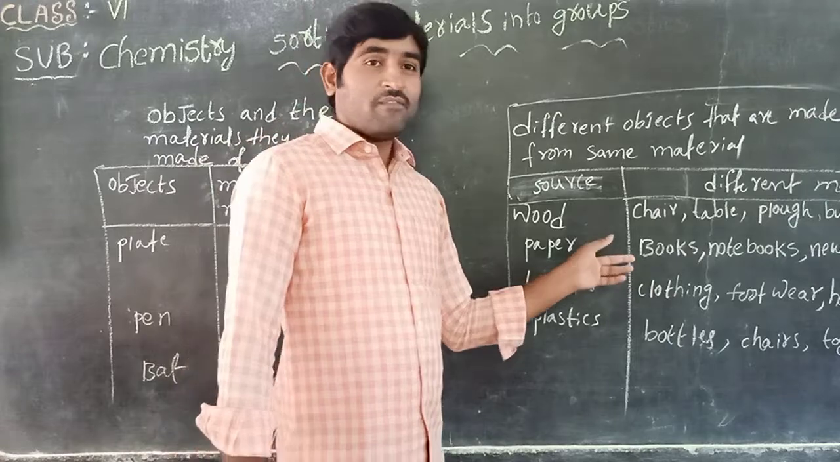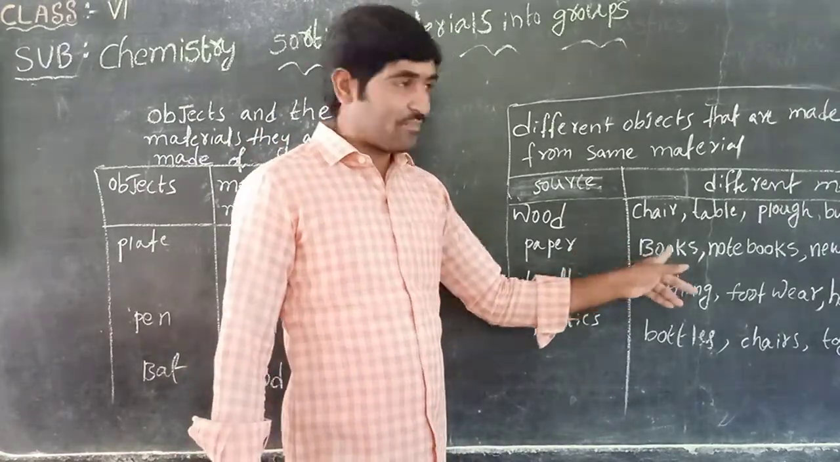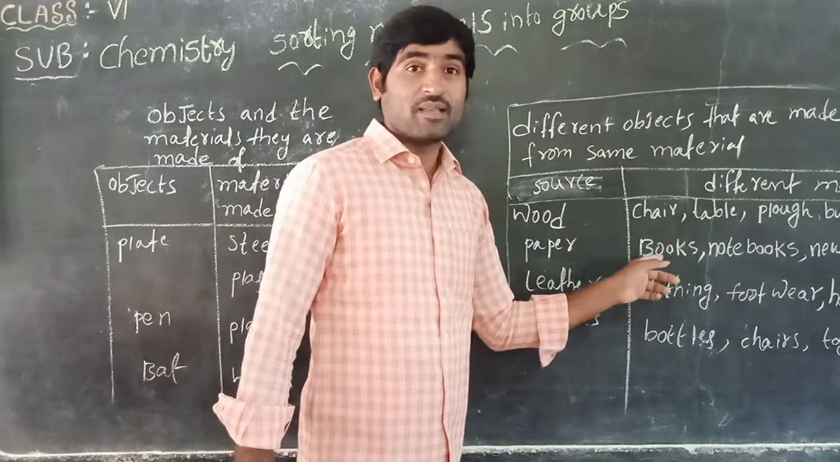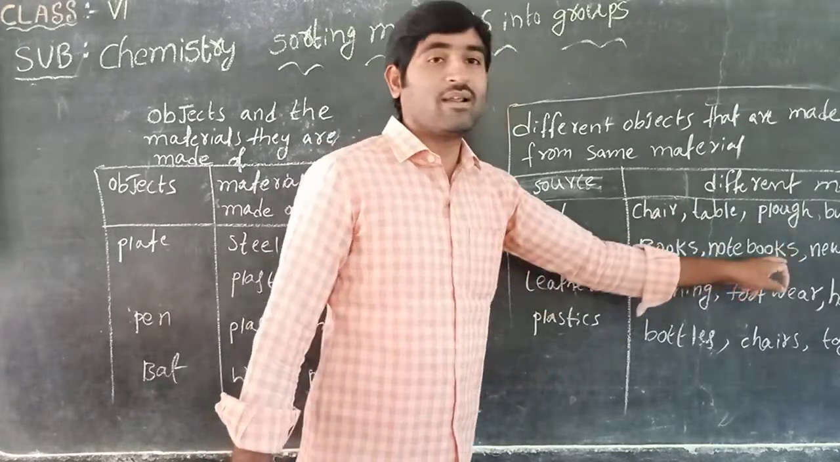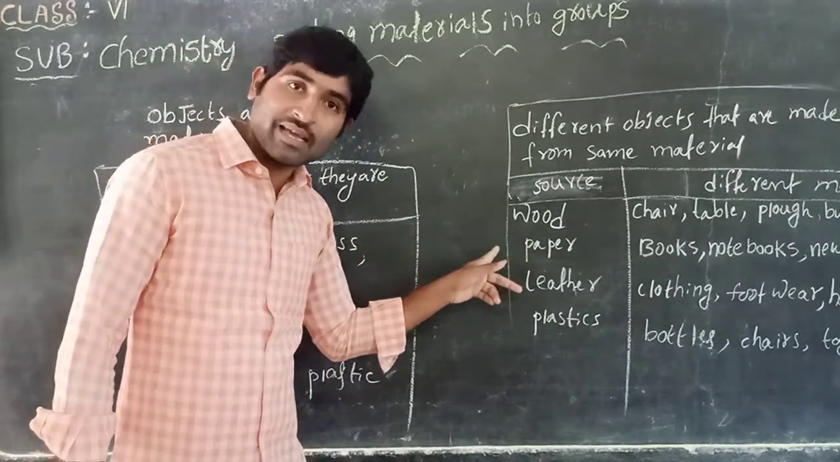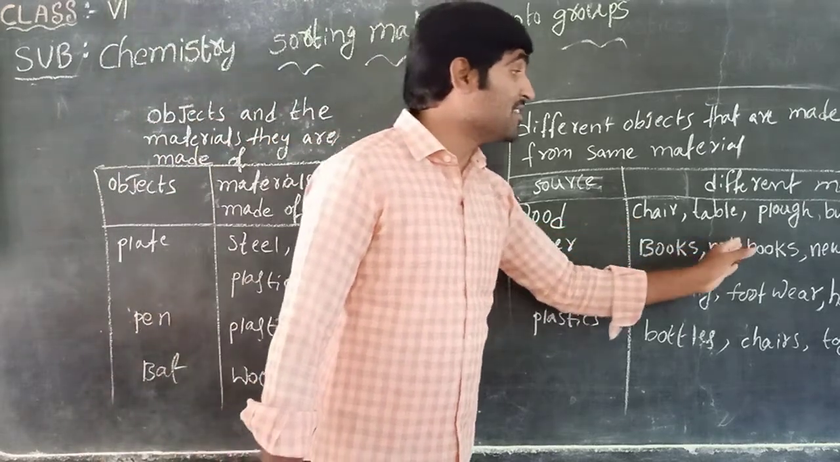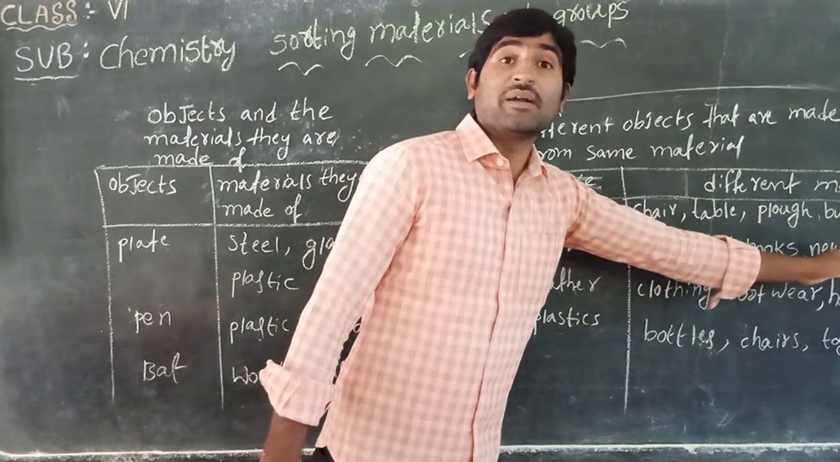Next, paper. Where are we seeing paper? Yes, in our notebooks. So books, notebooks, newspaper. To prepare all these materials, what is the source we use? Paper. It is one source or not? Yes, it is the one source. From one source we prepare these many objects or materials.